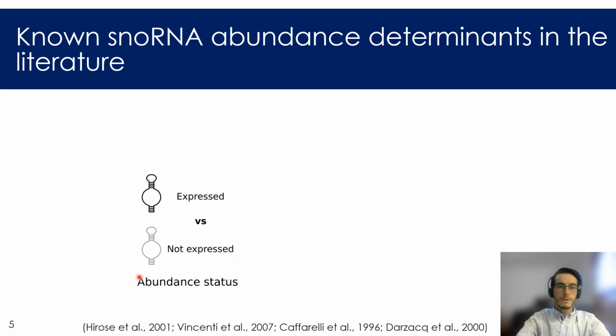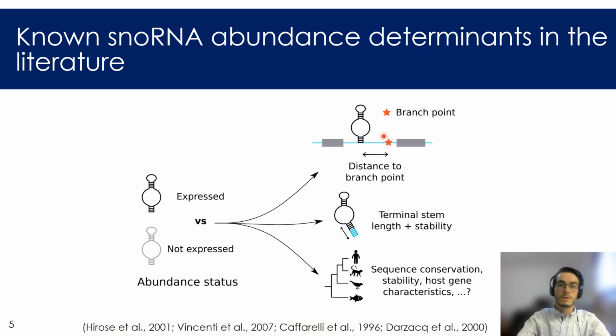So I'll refer, in the next few slides, to the abundance status of snoRNAs, which is basically expressed versus not expressed in our human tissue datasets. So in the literature, there are a few features known to influence snoRNA abundance. It was shown for a few CD-box snoRNAs that their distance to the branch point was critical for their expression. It was also shown for a few CD-box snoRNAs that the formation of a terminal stem was important for their expression.